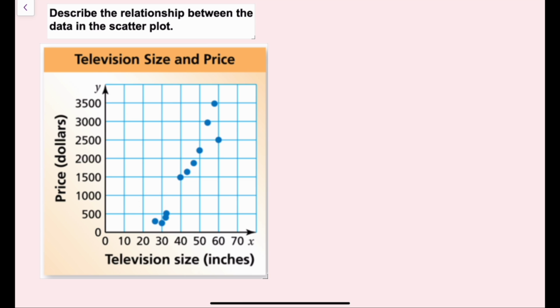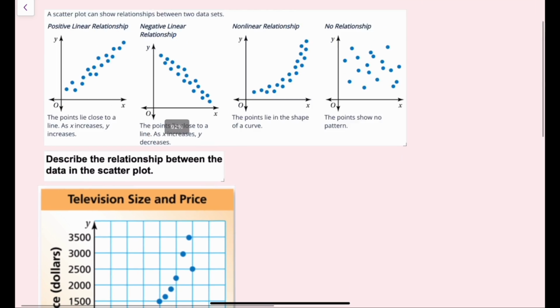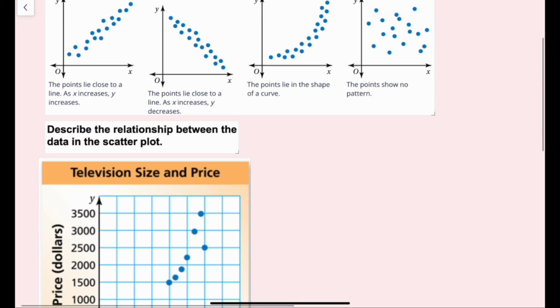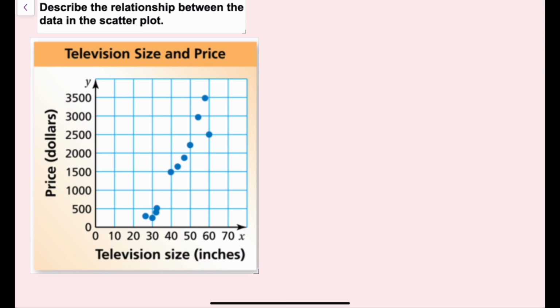So for example 2, I need to describe the relationship between the data in the scatter plot. Now, I know that as I'm increasing the television size right here in inches, the price seems to go up. Now, I want to see whether or not this is a linear relationship or a nonlinear relationship. So if I go back up here, a linear relationship means that a line would probably be a good way to describe this. Nonlinear means maybe a curve or some other sort of pattern would be better. And this does look like a line would be a good way to describe this.